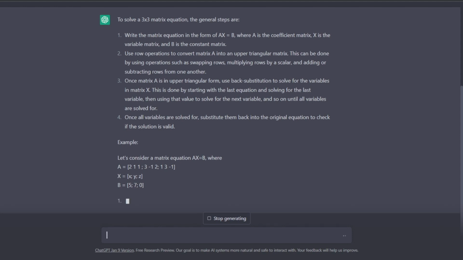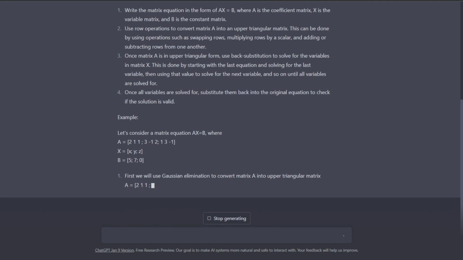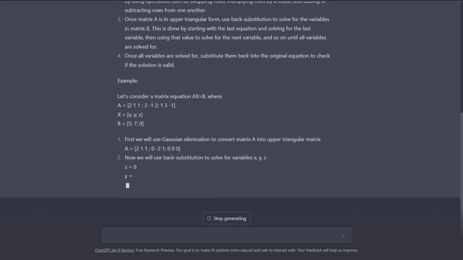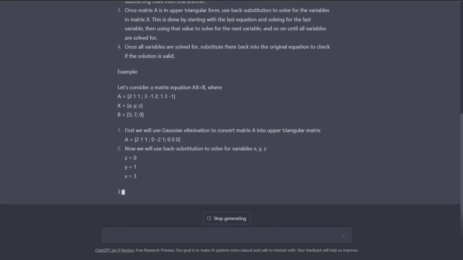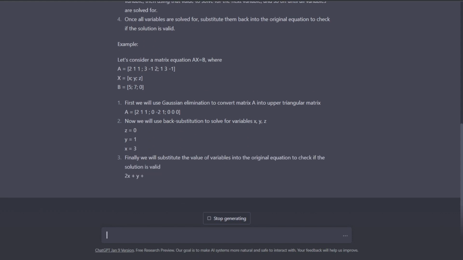Example. Let's consider a matrix equation Ax equals b, where A equals [2 1 1; 3 -1 2; 1 3 -1], x equals [x, y, z], b equals [5, 7, 0]. First we will use Gaussian elimination to convert matrix A into an upper triangular matrix. A equals [2 1 1; 0 -2 1; 0 0 0].